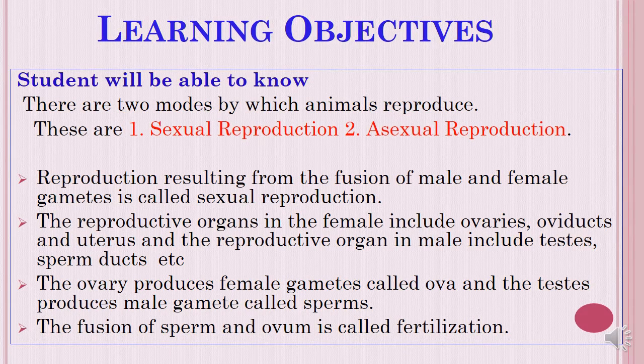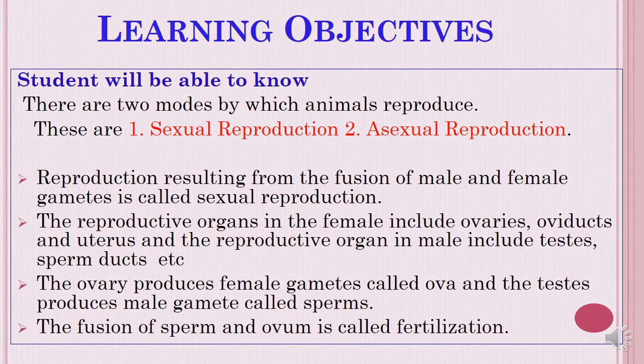The learning objectives of this chapter will be: there are two modes by which animals reproduce. These are number 1, sexual reproduction, number 2, asexual reproduction. Reproduction resulting from the fusion of male and female gametes is called sexual reproduction.